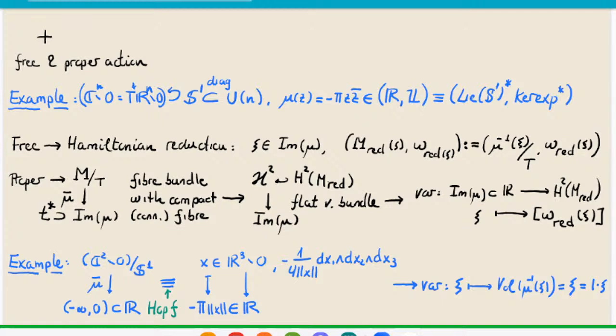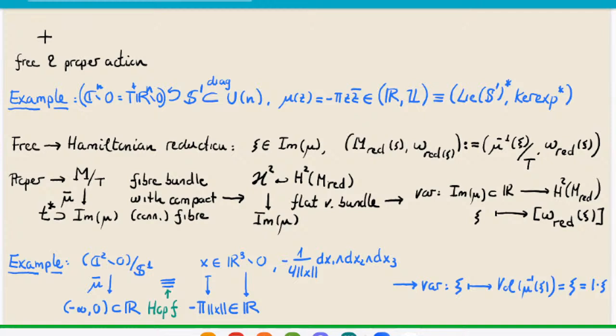And if you make a few computations, you're going to see that the momentum map, this mu, sends a complex vector to minus pi times its norm squared. Now, the momentum map in principle takes values in the dual of the Lie algebra. And here we're making an identification of the dual with the real numbers. And that identification actually is unique up to sign.